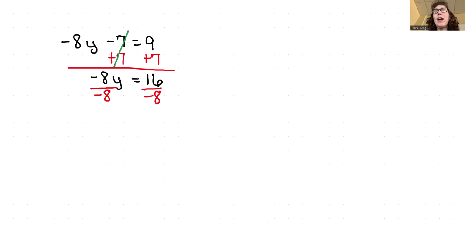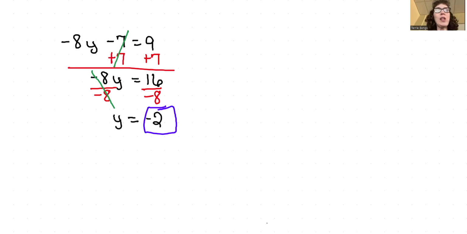And the reason why is now that we divide a negative 8 by a negative 8, we can cancel those out because a negative divided by negative makes a positive. So this would actually make a positive 1, or what we would say 1y, or we just rewrite it as y. So y equals 16 divided by negative 8 would make negative 2. So our answer is negative 2.